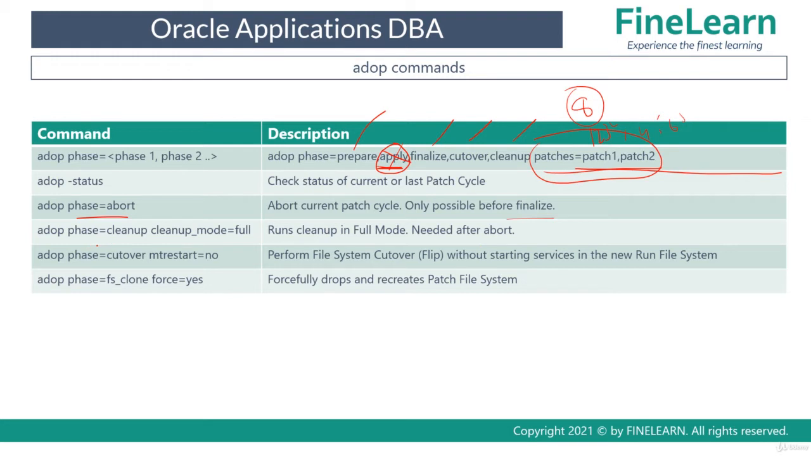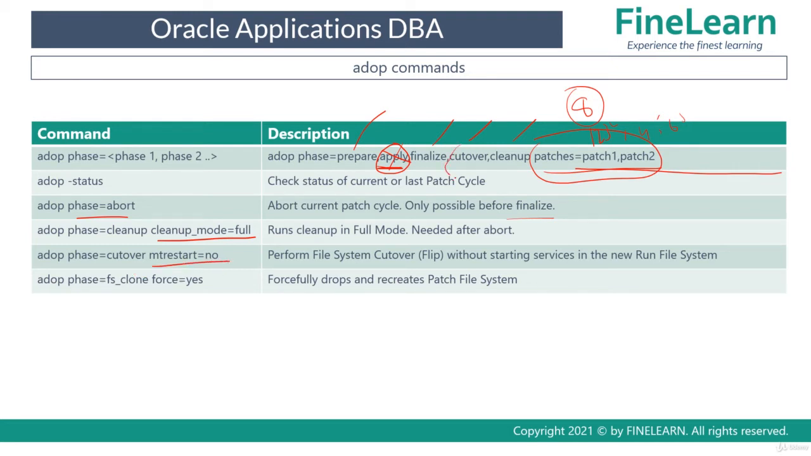And there are two things which you can do in cleanup. I can run only cleanup, that is generally run along with a normal patch cycle, or when you abort a specific patch cycle, you can run cleanup mode equal to full. And there is one more option called mtrestart equal to no.